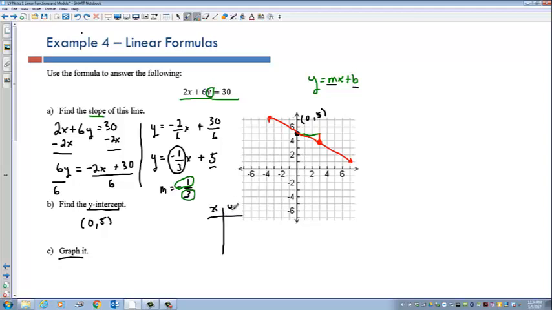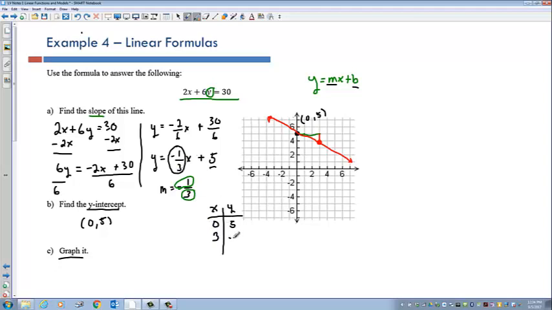So an XY table. If you plug in 0, it's clear you get out 5, so there's 1 point. And then another point you can plug in, I probably wouldn't plug in 1, because if you plug in 1, then you have negative 1/3 plus 5. So you pick a number that's nice, like plug in 3. And 3 is a nice number because when you plug in 3, do you see how the 3's will cancel?